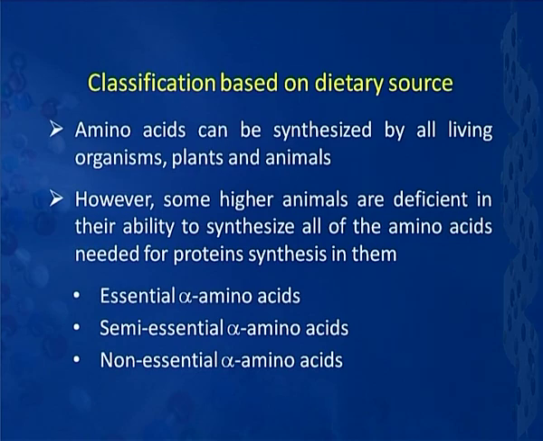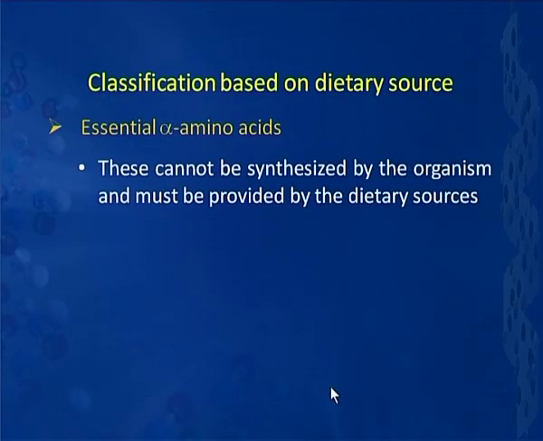Let us look at each one of them. The essential amino acids, as the name suggests, cannot be synthesized by the body, they must be provided by the dietary source. That means they are essential to be present in the dietary sources. The food we take must have these amino acids. If we are taking food which is devoid of these alpha amino acids, we will have a lot of implications in terms of health.